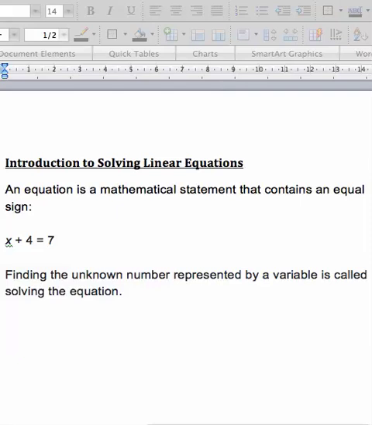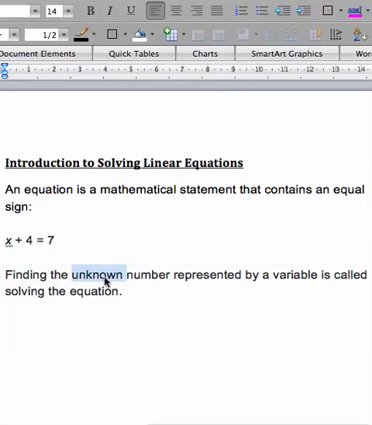Hi, so this session is a basic session on solving equations, and we'll be focusing on linear equations. Now, of course, we know that an equation is a mathematical statement that contains an equal sign. So just to recap on a few basic things, an equation has to have an equal sign, and when we solve an equation, we are trying to find an unknown number, and it's represented by a variable.